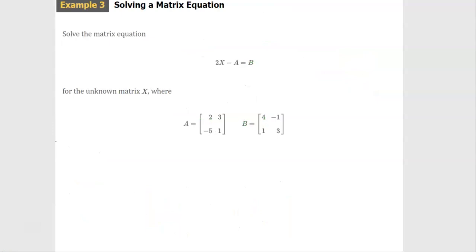So how do you solve a matrix equation? If I ask you to do this right here, you take 2 times x, so that's 2x, minus A equals B. I have 2 times x, which is what I'm trying to find. I want to know what this matrix is. So 2 times some matrix, minus the A matrix, equals the B matrix. So let's fill in what I do know.